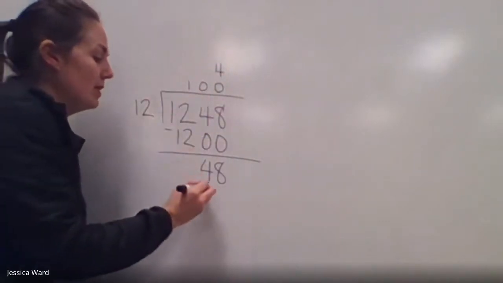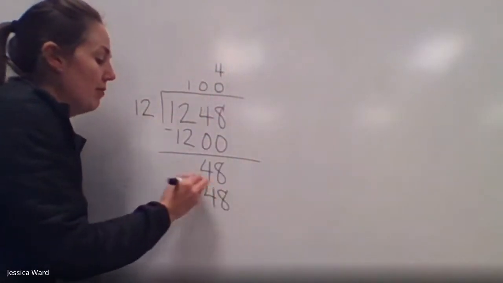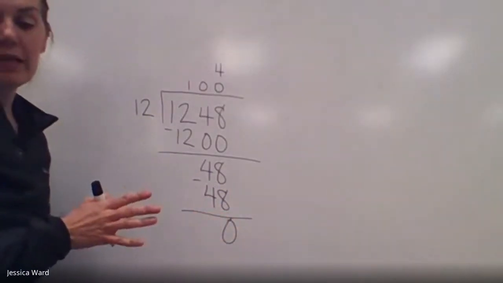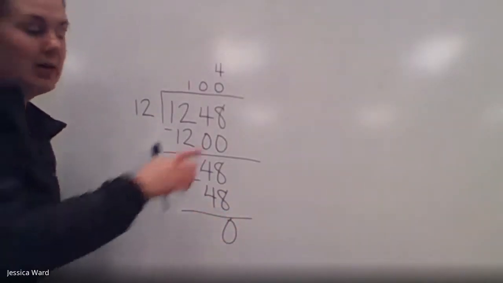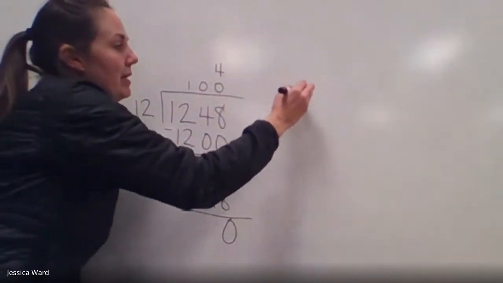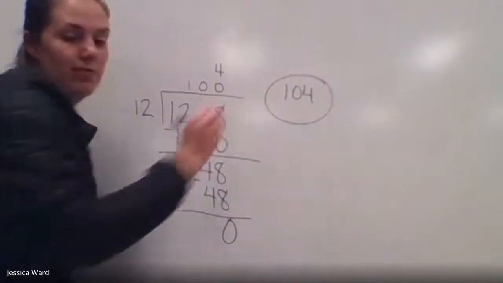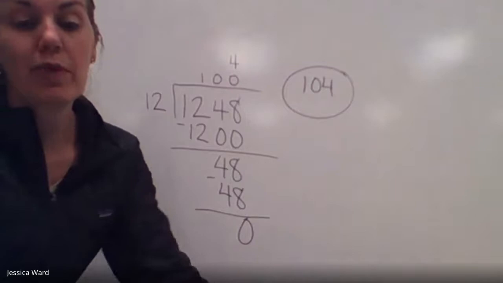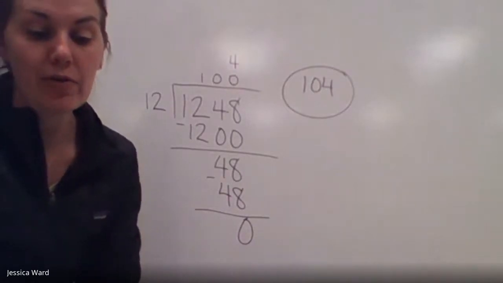4 times 12 is 48. When I take it away, I have 0 left over, so I don't have any remaining eggs. I'm going to add these two parts of my quotient, and I can tell that once again, my answer is going to be 104. So this is just part of starting to work with the standard algorithm.